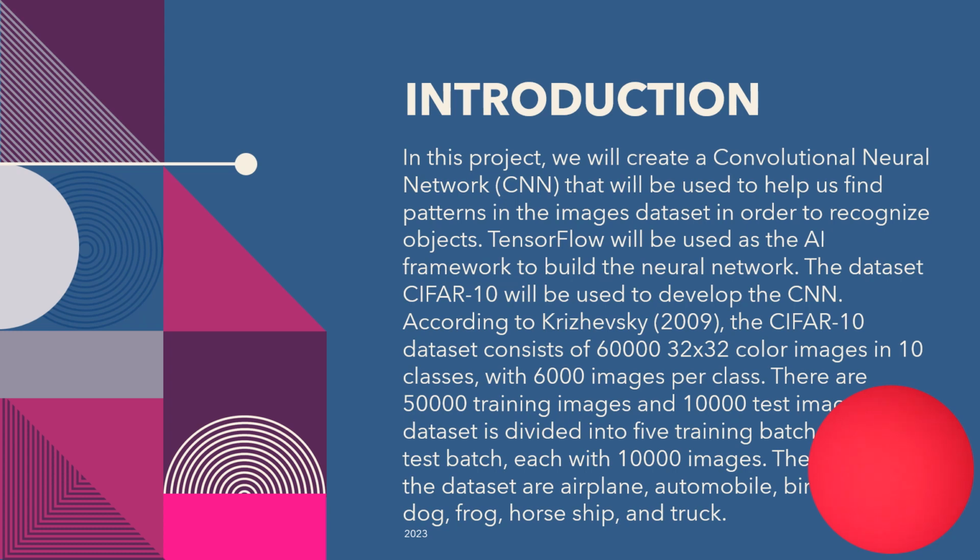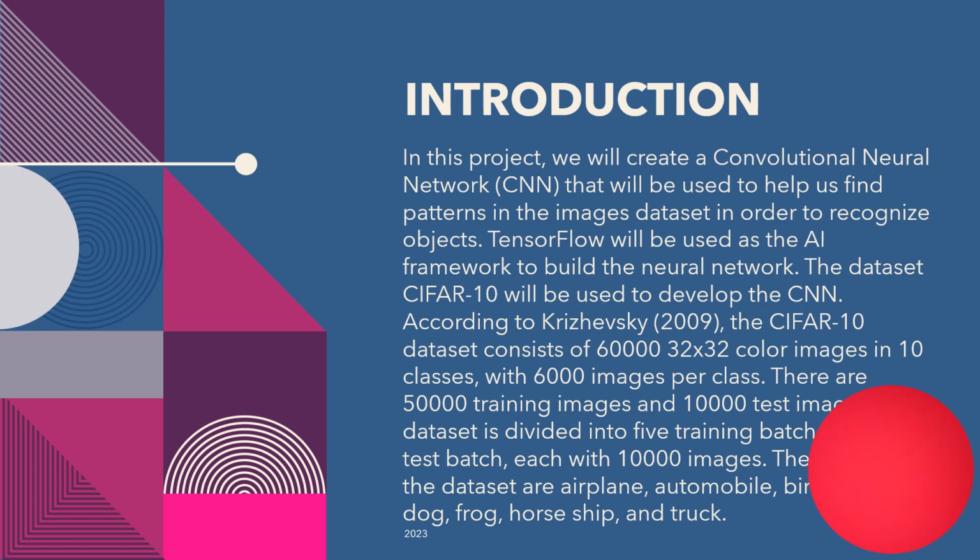According to Krizhevsky, 2009, the CIFAR-10 dataset consists of 60,000 32 by 32 color images in 10 classes, with 6,000 images per class. There are 50,000 training images and 10,000 test images. The dataset is divided into 5 training batches and 1 test batch, each with 10,000 images. The dataset contains images of airplanes, automobiles, birds, dogs, frogs, horses, ships, and trucks.